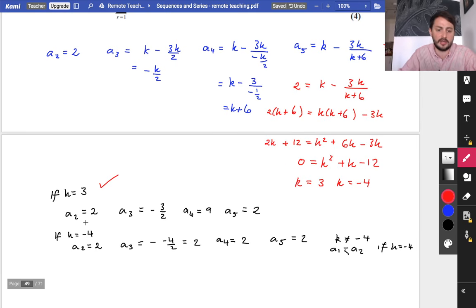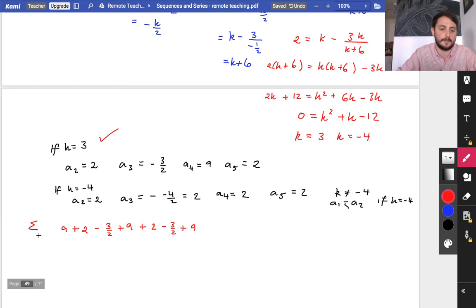So we now know that the series is going to go 2, minus 3 over 2, 9, 2, minus 3 over 2, 9. But remember, this is a2, a3, a4, a5, a6, a7. So the one that comes before the 2, because we need to start off with a1, is 9. So it actually goes 9, 2, minus 3 over 2. 9, 2, minus 3 over 2. So our sum from r equals 1 to 121 of ar is equal to this that we've got here.